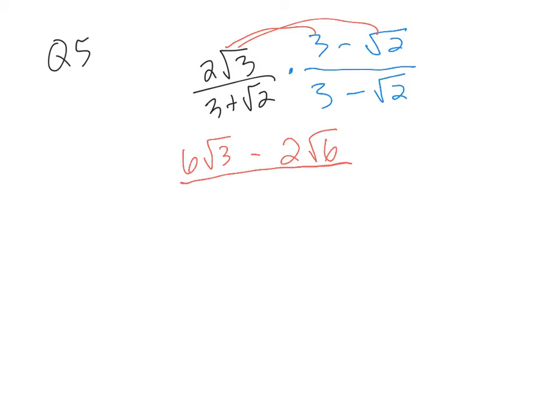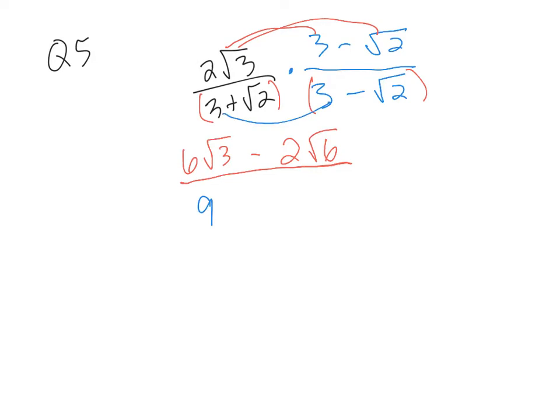And then the denominator, the reason why we multiply by the conjugate is what's going to happen is when we FOIL these, the middle terms are going to cancel out, so you're not going to be left with any square roots. So going back to our FOILing, we're going to have the first, 3 times 3 is 9.